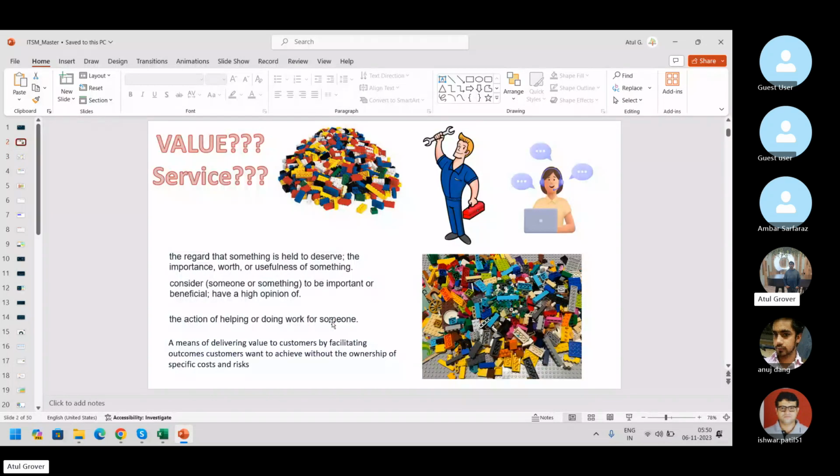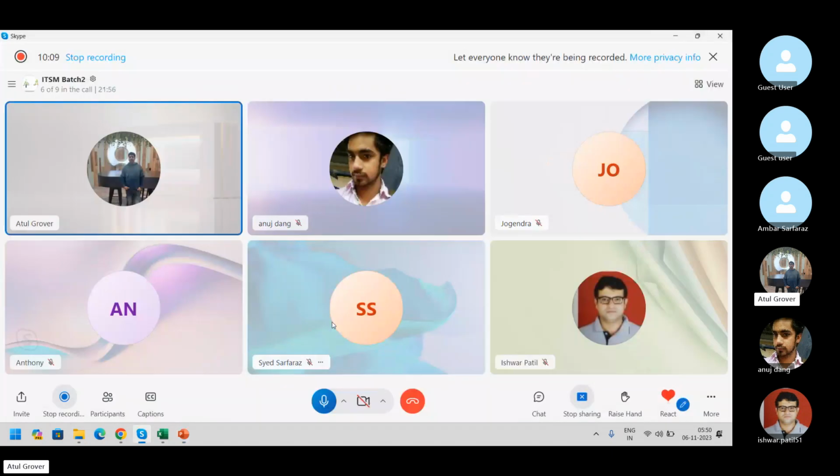So now ultimately I can say that value is something which may or may not have some monetary attachments. But it is the importance, worth, and usefulness of something. I'm sure we 6 or 7 guys here, we save something in our almirah, in our diaries, in our cupboards, in our bags, which was gifted by our parents.